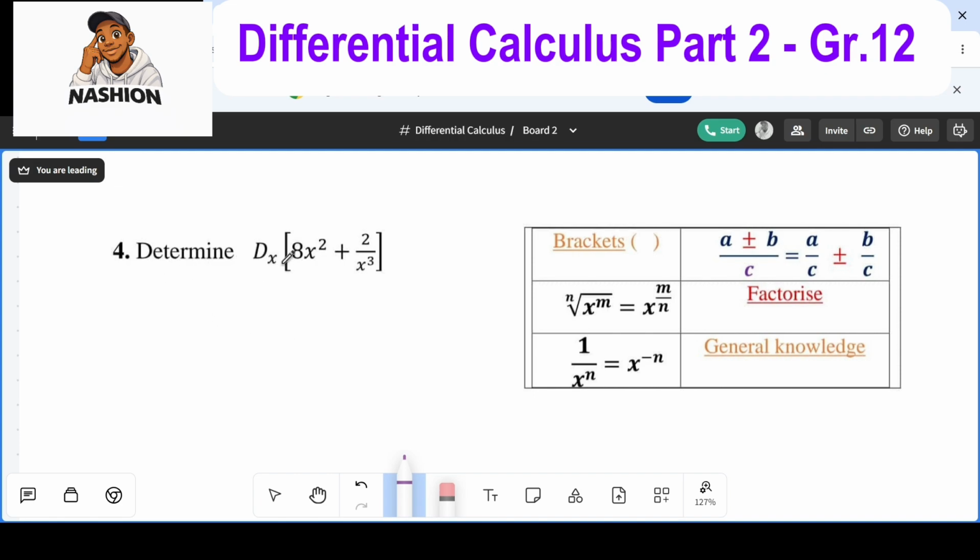Determine dy/dx in brackets all that. Is this ready for power rule? Check it out. Is it ready? No ways. We have x at the denominator. So we are going to have to apply this rule in the box here. The rule of negative exponent. The x cubed must become a negative exponent. So the x cubed will become x to the power negative 3. Now this is ready for power rule.